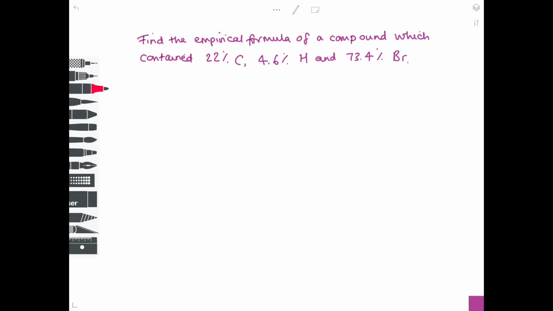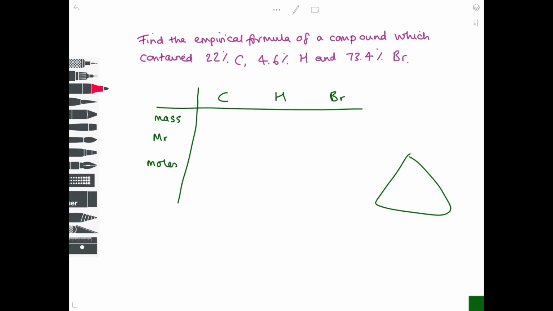Now we're looking to find the empirical formula of a compound which contained 22% carbon, 4.6% hydrogen and 73.4% bromine. I like to lay out these questions always using the table format. So first of all, list your 3 elements and then draw a table underneath. Mass, MR, moles, and don't forget your formula triangle. Always be aware. So remember, mass is at the top, MR and moles. And then just substitute what you know from the question.